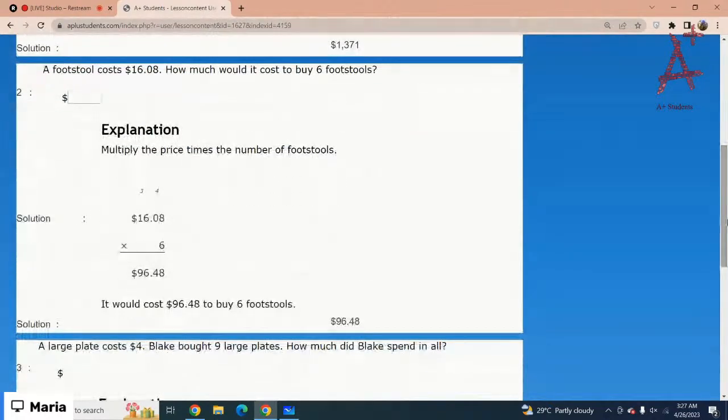A footstool costs $16.08. How much would it cost to buy 6 footstools? To calculate how much money you have to spend on 6 footstools, you need to do 16.08 times 6. Got it?